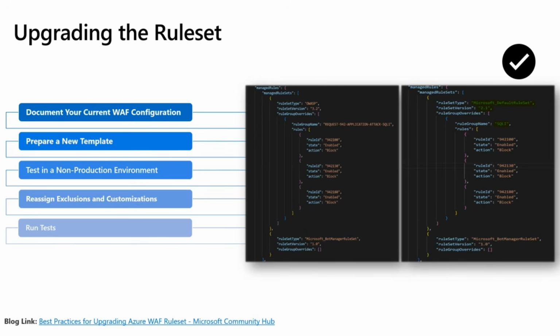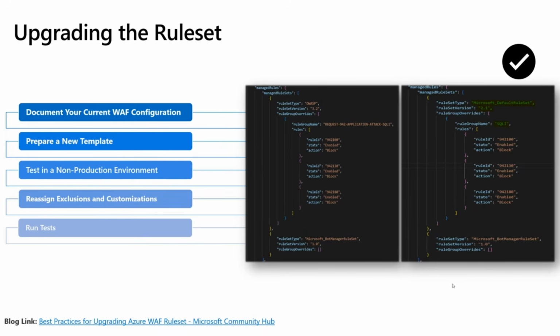So testing is always important to ensure that before you apply any change, it is going to work. Reassign exclusions and customizations, and this you can do within the template. And finally, run your tests to ensure that your new upgraded rule set is working as expected.